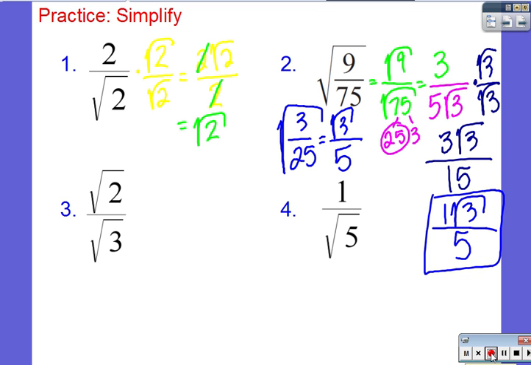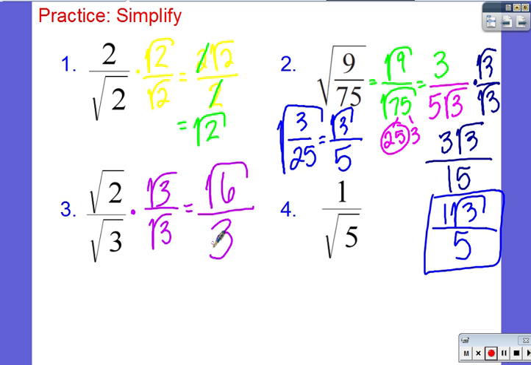Be careful, it's the denominator. So times the square root of 3 over the square root of 3. So what does the top become? Square root of 6. 2 times 3 are both under the radical, so you can put it under the square root of 6. And then what is square root of 3 times square root of 3? 3. Can this be simplified? No. It's always your denominator, because that's what can't be the radical.